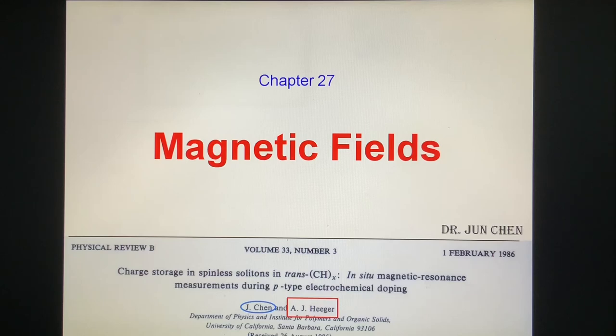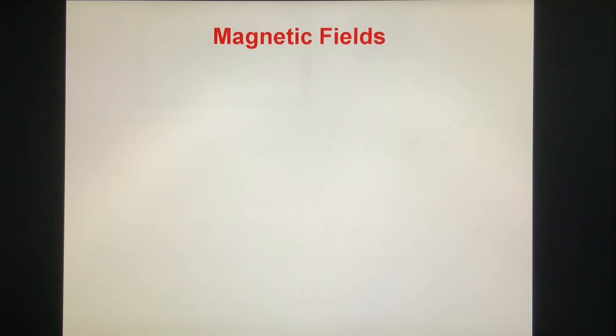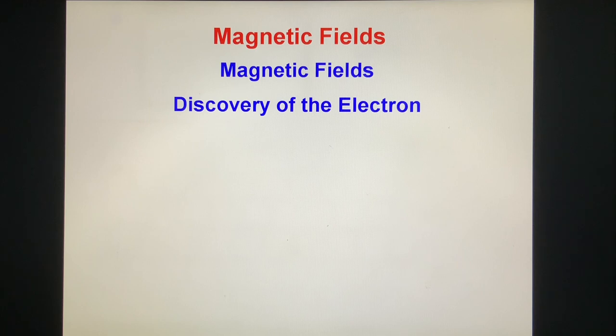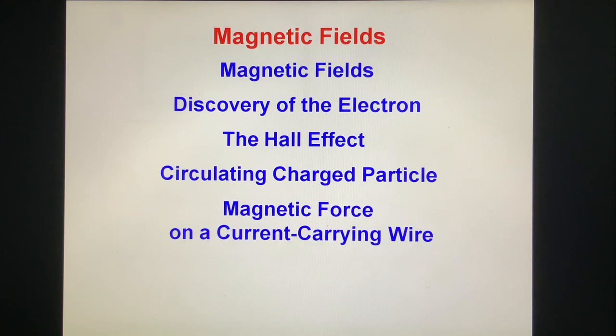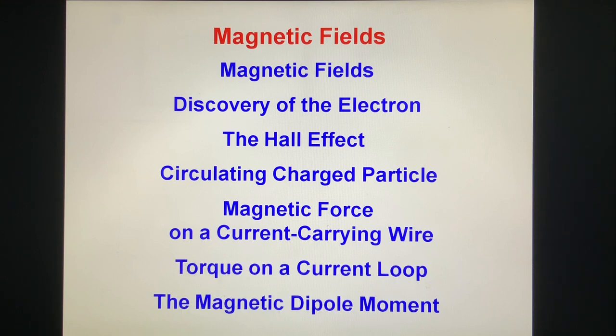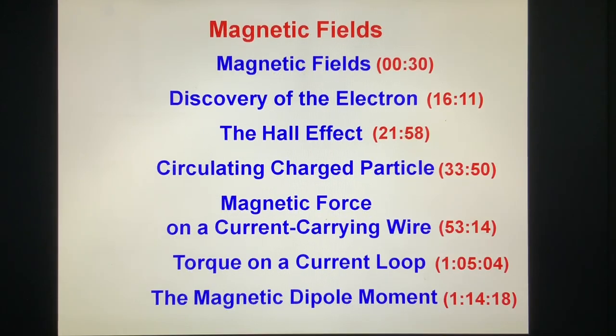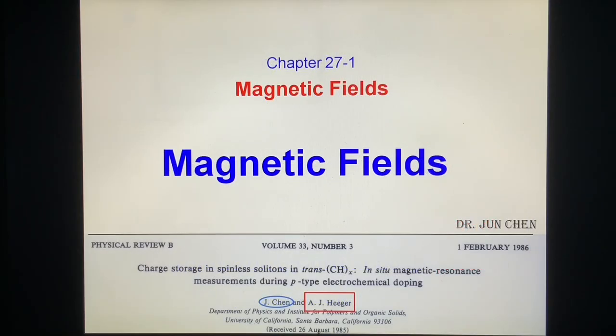Chapter 27, Magnetic Fields. Magnetic fields, discovery of the electron, the Hall effect, circulating charged particle, magnetic force on a current-carrying wire, torque on the current loop, the magnetic dipole moment. You can find them in a timeline, magnetic fields.